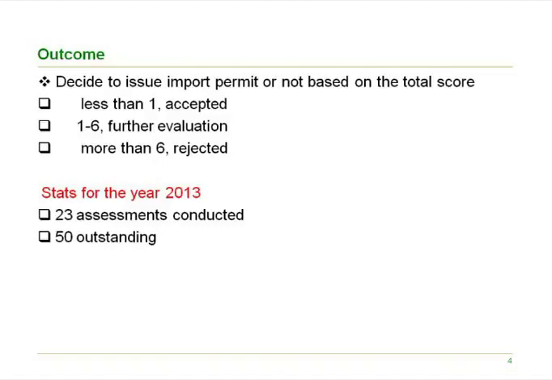The ones that have scored less than 1 will be subjected to risk assessment in terms of pathology and entomology. But if it has scored in the range of 1 to 6, it will be put on hold and further research will be done on the species. But if it has scored more than 6, it will be outrightly rejected. It won't proceed to other assessments, and it won't be allowed entry.